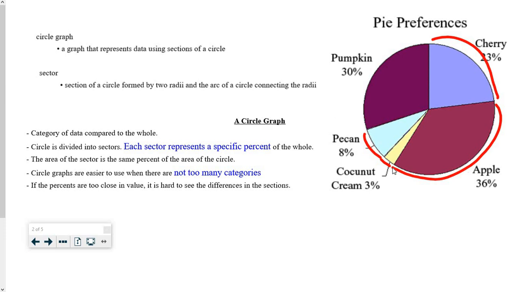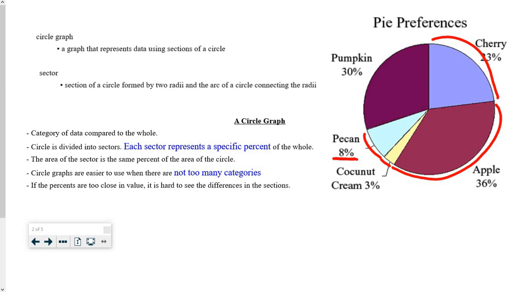whole. When we take this, we can see that pecan pie is 8%, and we know that the total percent is 100% in a circle graph. So the category is compared to the whole, and that's why we use a circle graph. It's not to compare to each other, it's compared to a whole. The circle is divided into sectors.